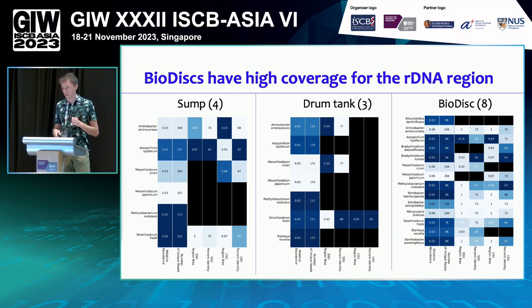Okay, so now we have a comparison across the 3 exemplars that I showed you earlier, where we can see that the biodiscs have the highest coverage. But before we get there, first off, we have here the organisms on the left side of the heat map with the relative abundance within that population, within that sample, and then the actual number of reads. And then on the right here, we have the small subunit and the large subunit.